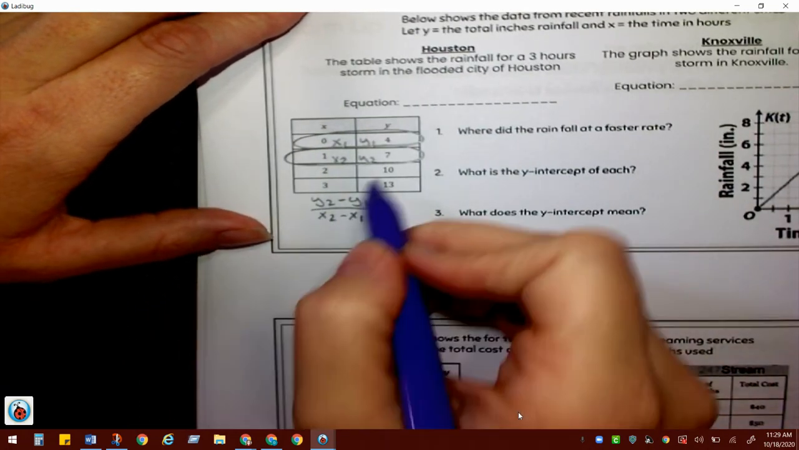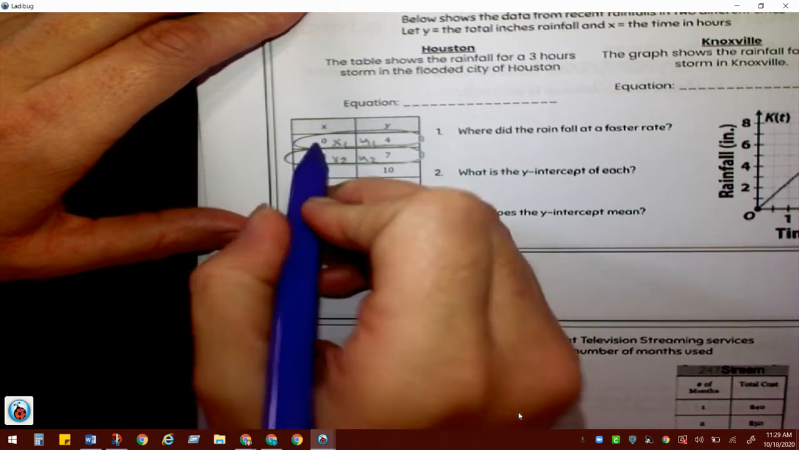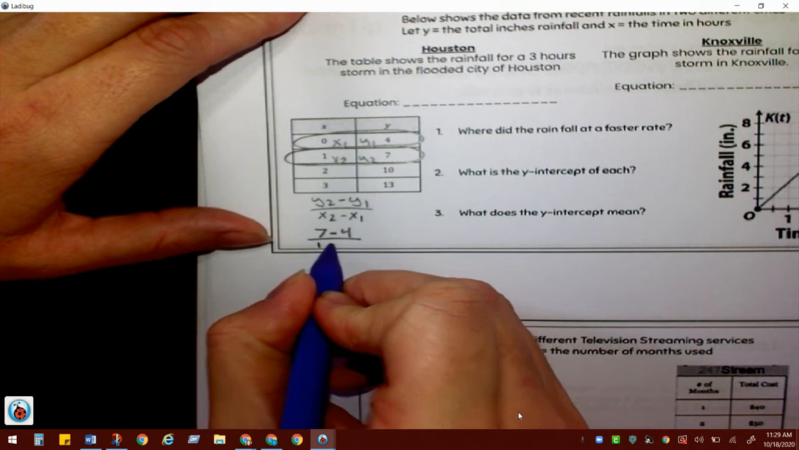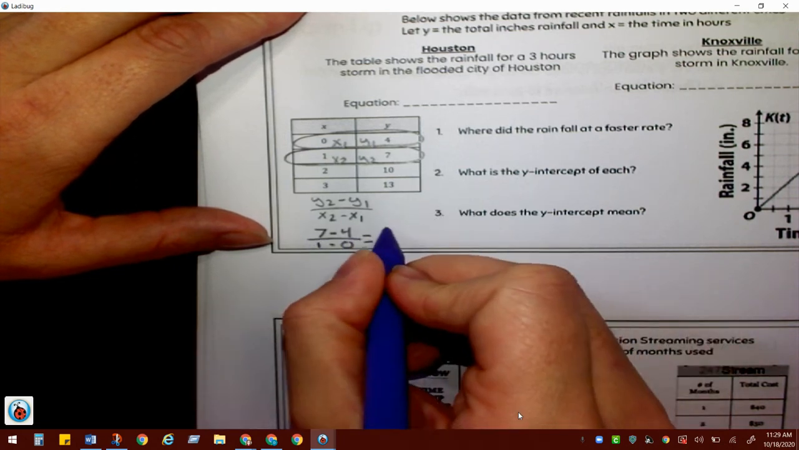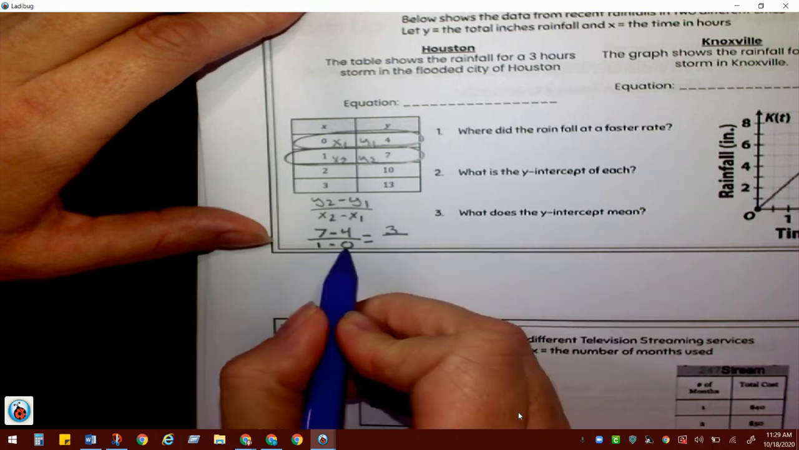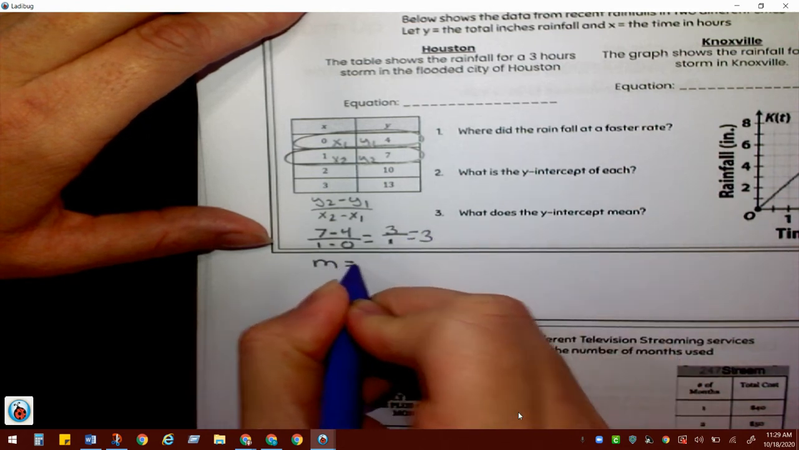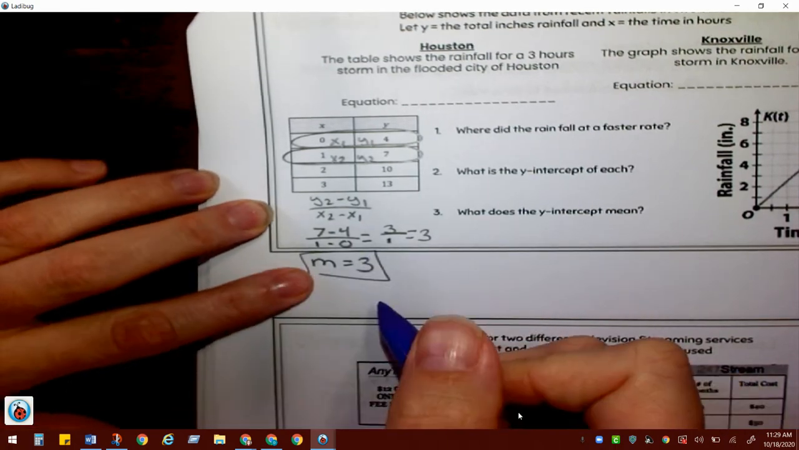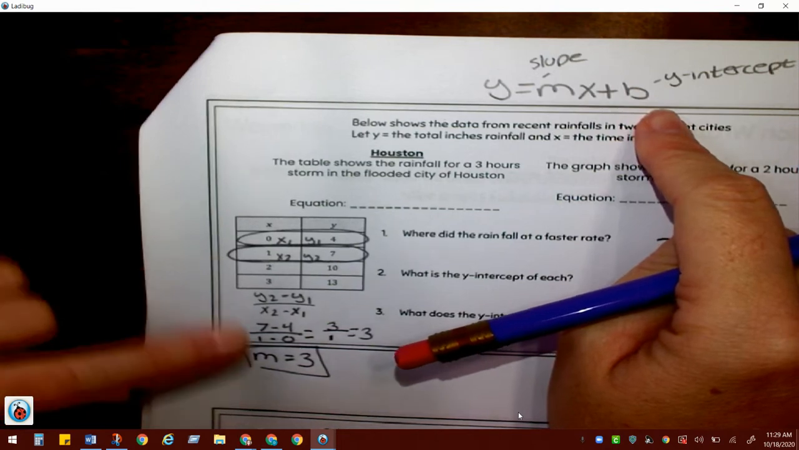So plugging in y2, which is 7, minus y1 over x2 minus x1. And then simplifying, 7 minus 4 is 3, 1 minus 0 is 1, and so our slope is 3. So I'm going to write m equals 3. I found my slope, but in order to have an equation, I need a slope and a y-intercept. So we need to find the y-intercept.